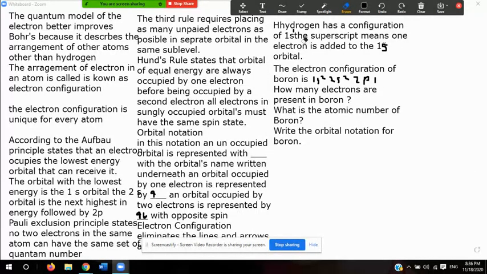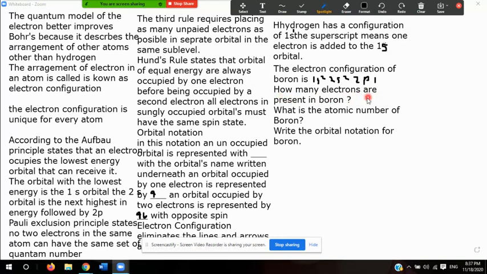Let's move on real quick. The problem says the electron configuration of boron is 1s2, 2s2, and 2p1. There are two questions, and the other one is basically telling us what we're going to do.